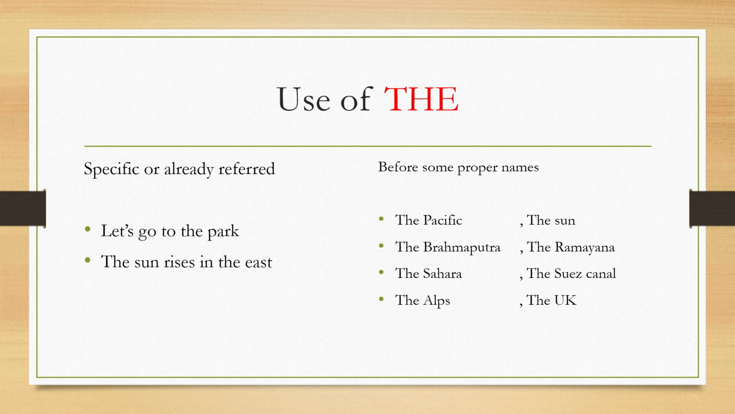And it is also used before some proper names. It can be the names of oceans, seas, rivers, canals, deserts, group of islands, mountain ranges, or a very few names of countries which include words like republic and kingdom, or before the names of certain books. Let's see some examples for these. The Pacific, the Brahmaputra, the Sahara, the Alps, the Sun, the Ramayana, the Suez Canal, and the UK.